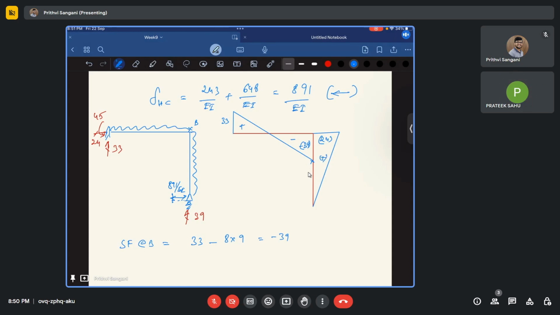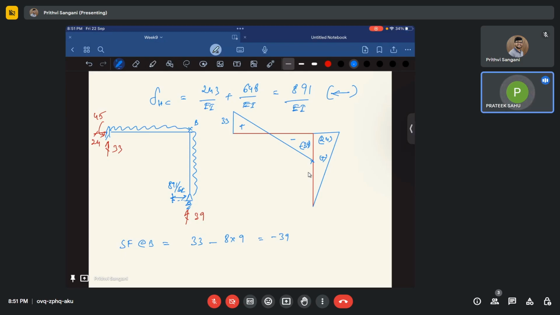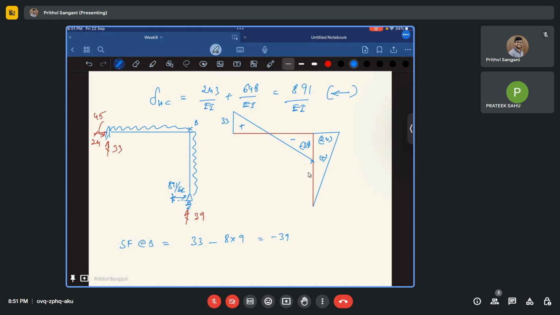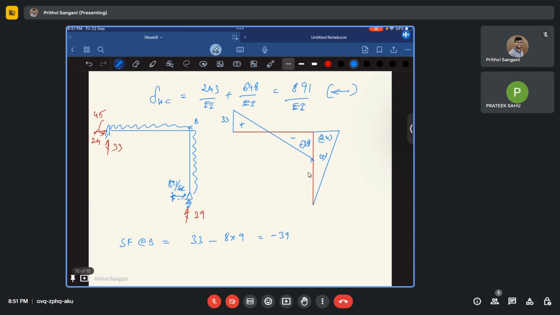Similarly, you can also find out, you can also draw the bending moment diagram. Yes, sir. Can you draw it or you can? Yes, sir, I can. Okay, fine. Do you have any doubts or you want some clarifications?